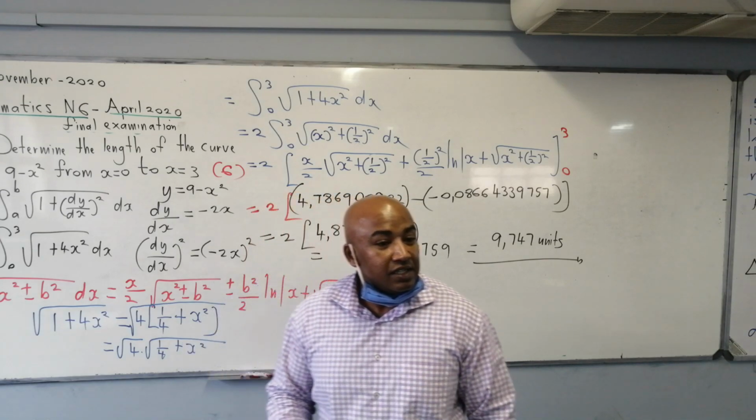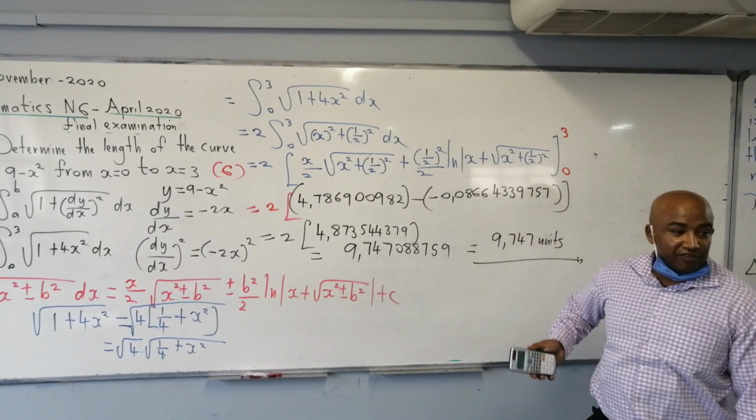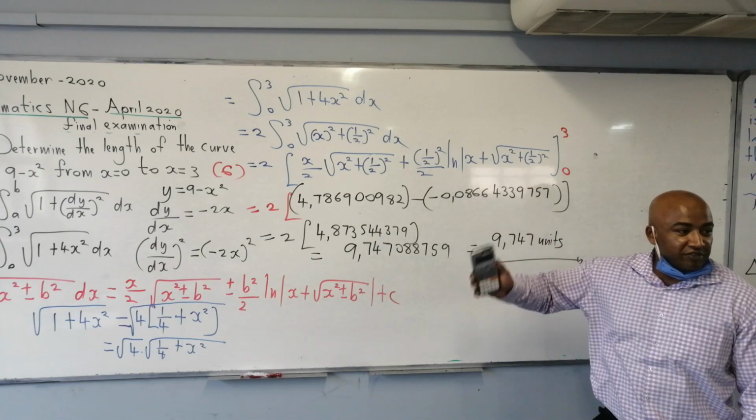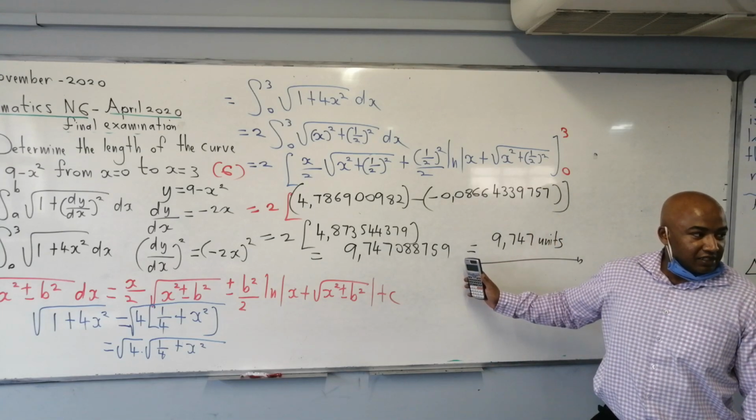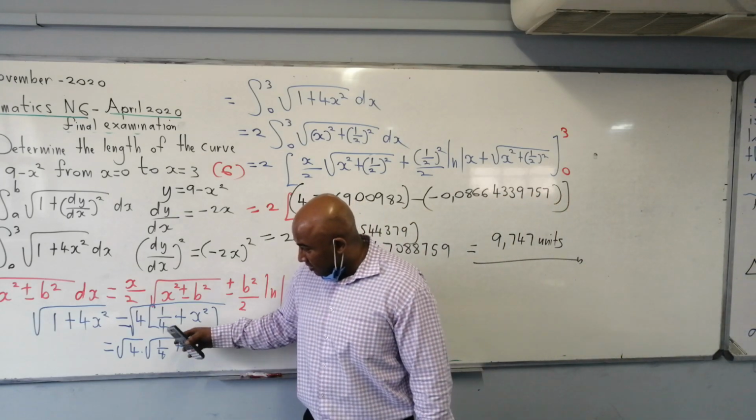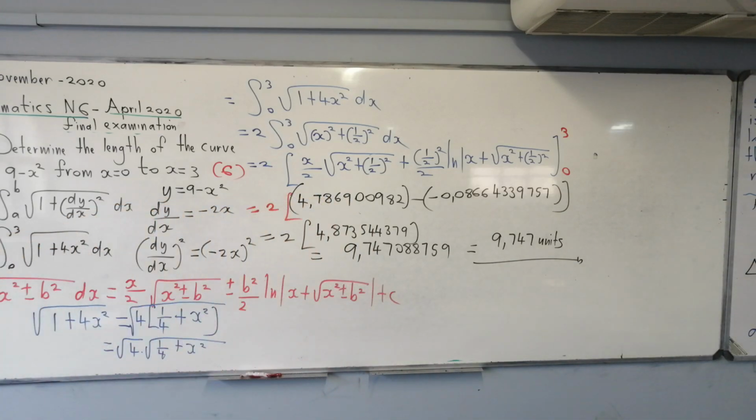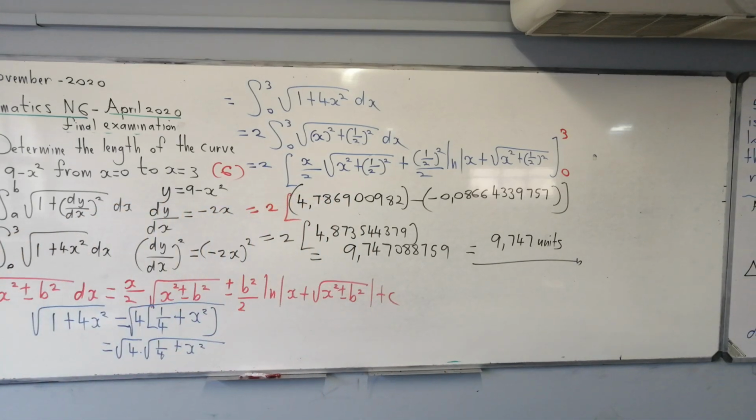This was an easy 6 marks compared to anything else. I mean, compared to the volume, second moment of area, moment of inertia, centroids. The main thing is you must know how to simplify it. Okay, I took out 4 as a common factor. So that was arc length. Let's deal with the last question.